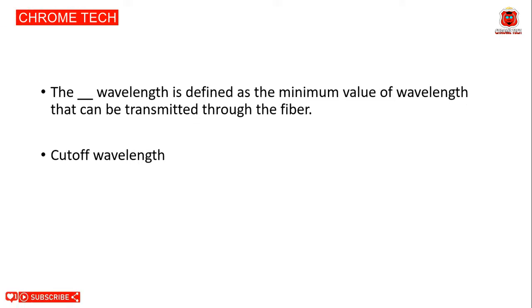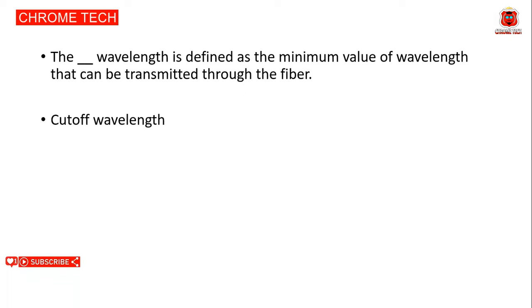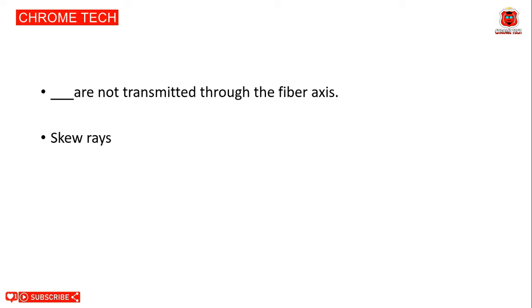The dash wavelength is defined as the minimum value of wavelength that can be transmitted through the fiber. Cutoff wavelength is the correct answer. Dash are not transmitted through the fiber axis. Skew wave is the correct answer. Skew waves are not transmitted through the fiber axis.